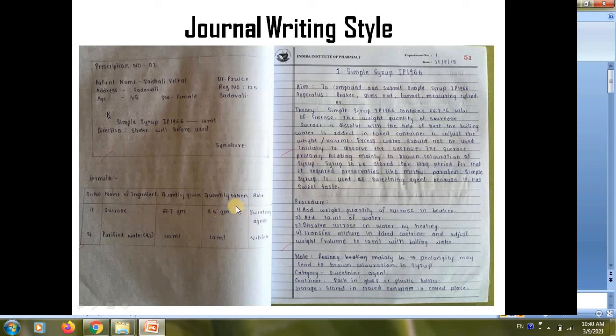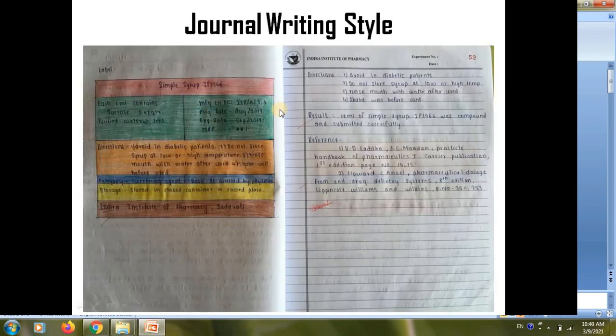You have to write the roles of each ingredient: sweetening agent and vehicle. So in this way you have to write the formula. This data will be provided to you. Only the quantity given will be provided; the quantity taken you have to calculate from your side.